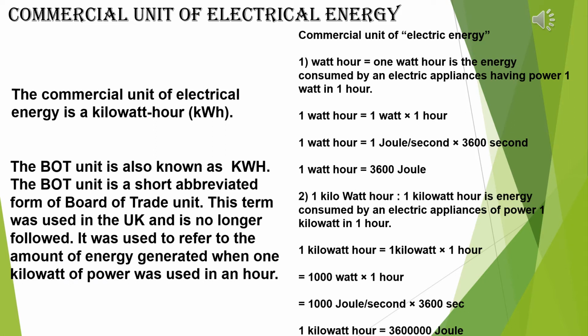Now the next one, 1 kilowatt hour is the energy consumed by an electric appliance of power 1 kilowatt in 1 hour. So 1 kilowatt hour is equal to 1 kilowatt into 1 hour. That means 1000 watt into 1 hour. That means 1000 joule per second into 3600 second. Therefore 1 kilowatt hour is equal to 3600,000, that means 5 zeros are there. You can say 36 into 10 to the power 5 joule.